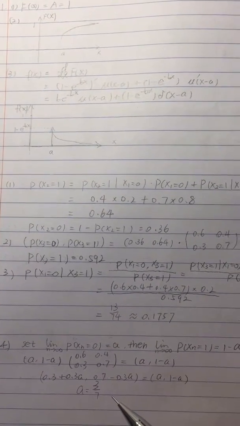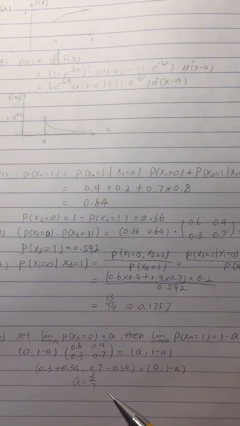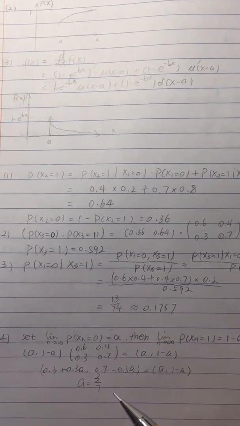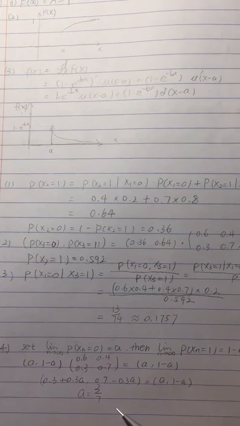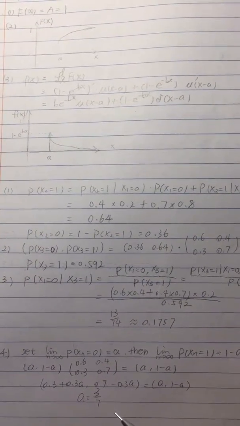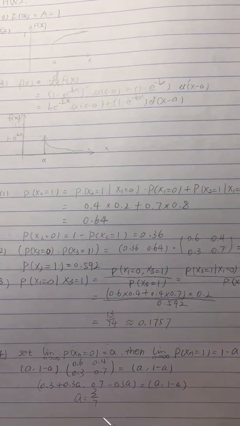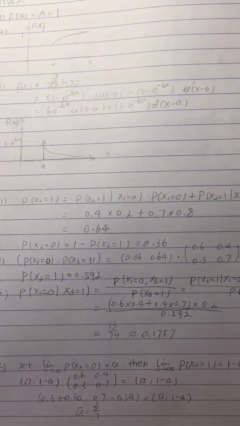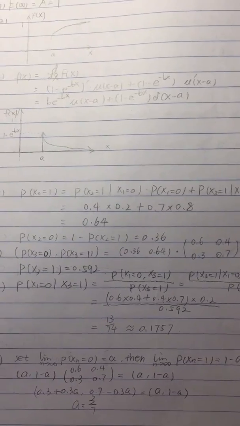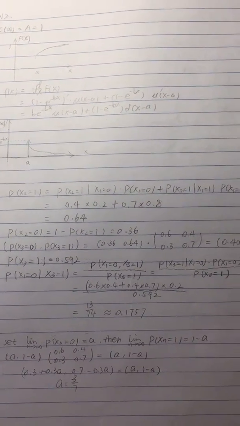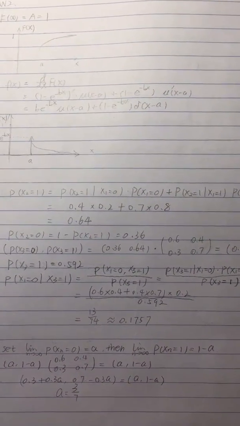There are four problems in question 2. The first one is to find the probability of x2 equals 1. And the answer is we need to divide it into two parts. The first part is when x1 equals 0, and the second part is x1 equals 1.